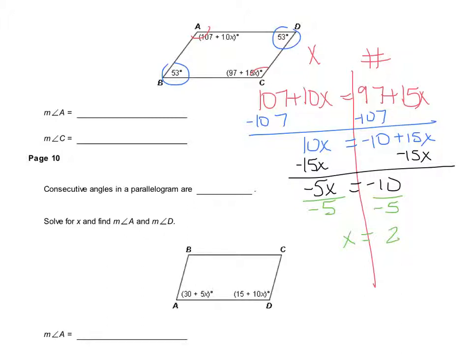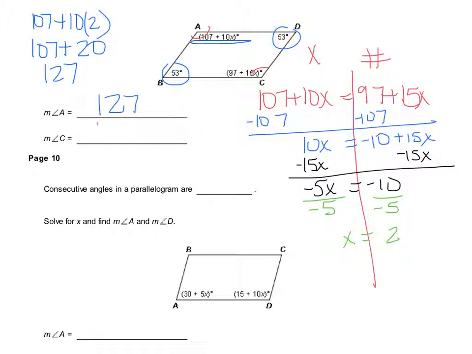I still don't have my answer quite yet, because the original question asked me what the measure of angle A was. Well, I know A is 107 plus 10x, and x is really 2. So it's 107 plus 10 times 2, which is 20. 107 plus 20 is 127. And if A is 127, C is 127, because they are equal.